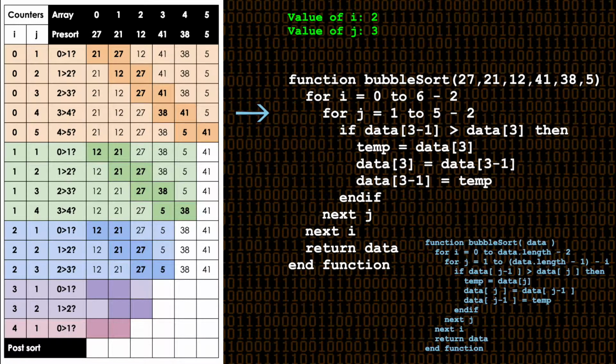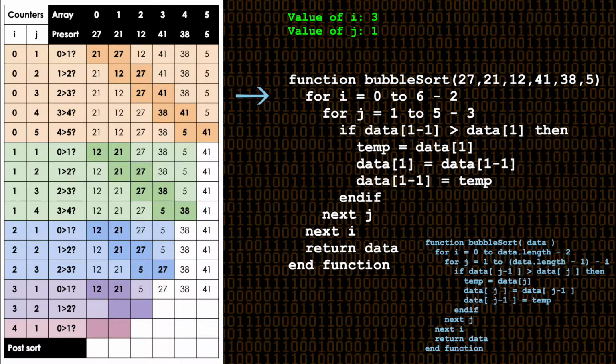So j now has a value of 3, and the element before that is 27. In 3 is 5. 27 is bigger than 5, so do the swap. Next value of j. Now that meets the end condition for that for loop, because we're outside the boundary, as j is now bigger than 3. And you notice that the third biggest number is now in the right place.